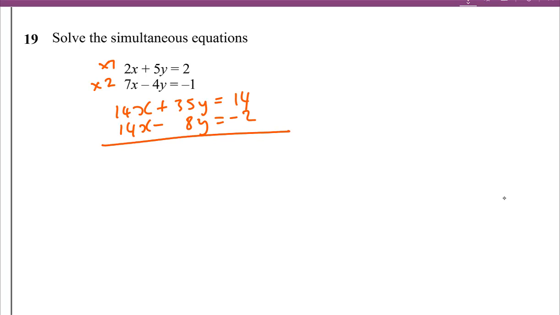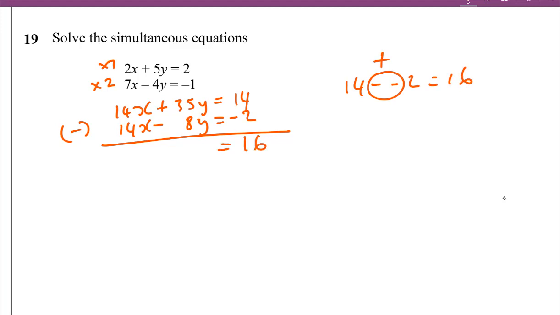Now you need to decide whether you're going to add or subtract. Now because the x terms are the same and they have the same sign, we're going to subtract. If it's different sign, then you add. So subtract, so 14 minus minus 2. The sign changes because these two negatives next to each other become positive, and 14 plus 2 gives us 16.